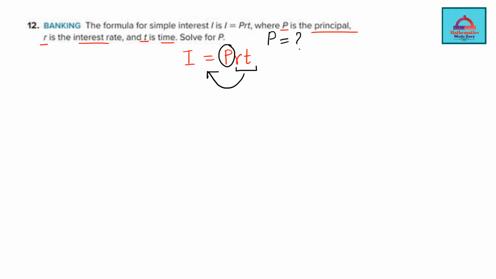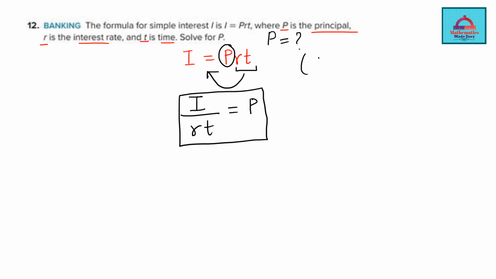If you see, P is multiplied with R multiplied with T. So when R and T go from the right side to the left side, they will change their operation. From multiplication, you go to the opposite of multiplication, that is division. So I will be divided by RT, and that is going to be your value of P. Remember, when you are moving a variable from one side to the other side, change the operation.